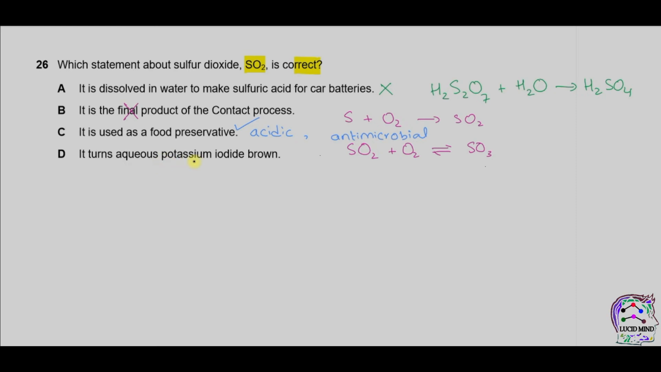Part D. It turns aqueous potassium iodide brown. Now potassium iodide is a reducing agent. Sulfur dioxide is also a reducing agent. So they cannot react with each other. So therefore this statement is incorrect. Correct option is therefore part C.